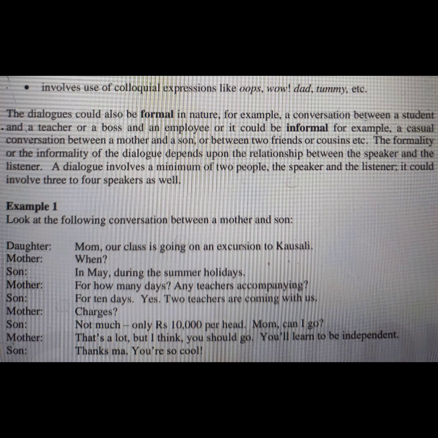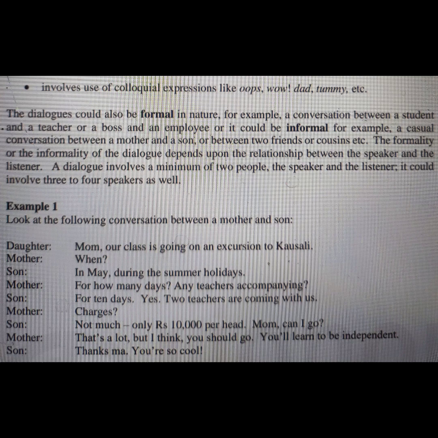For example, a conversation between a student and a teacher, or a boss and an employee, or it could be informal, for example, a casual conversation between a mother and a son, or between two friends or cousins, etc. The formality or the informality of the dialogue depends upon the relationship between the speaker and the listener. A dialogue involves a minimum of 2 people, the speaker and the listener. It could involve 3 to 4 speakers as well.